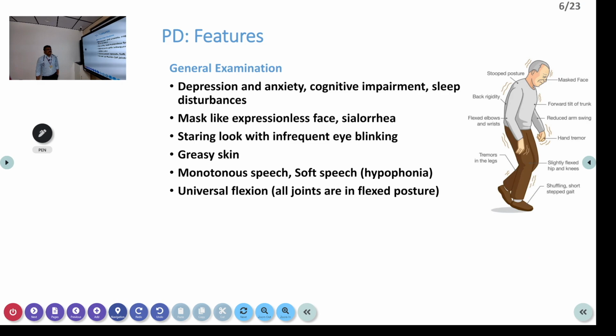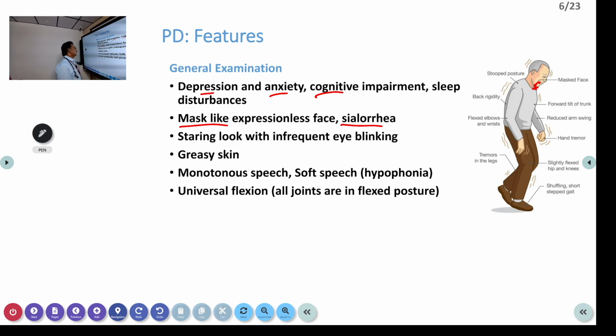Now, if you look at the general features of Parkinsonism, on general examination most of the patients are depressed. Maybe they are not able to move or do things properly. They are depressed and they may be anxious about their disease condition. Some patients will have cognitive impairment. Mostly Parkinson plus will have cognitive impairment. Sleep disturbances can be there. Mask-like face. They will be unable to smile or express their feelings. Sialorrhea, drooling of saliva from one side.